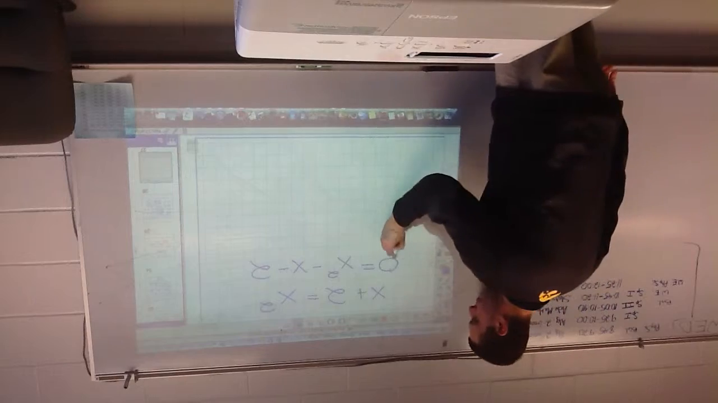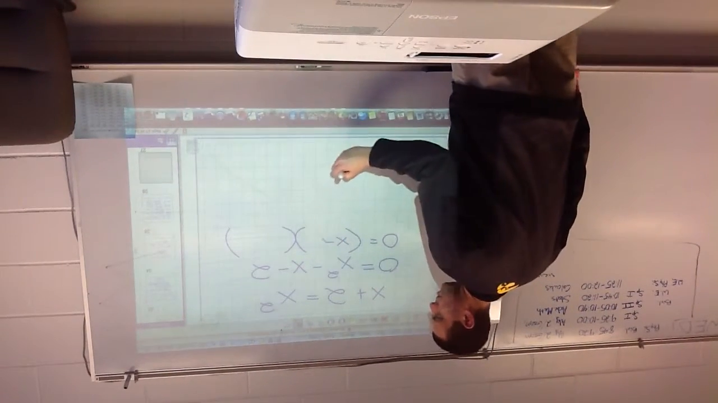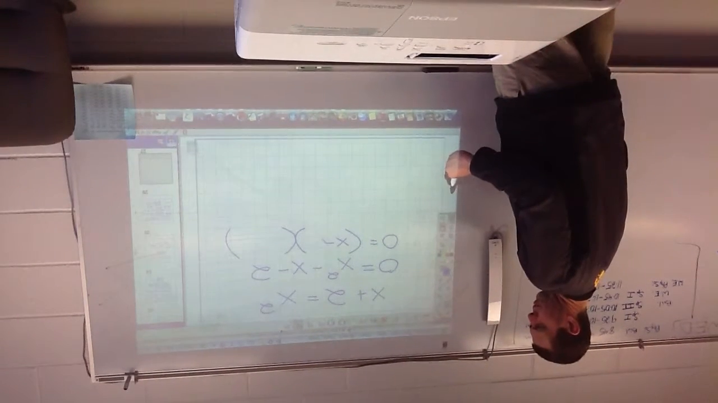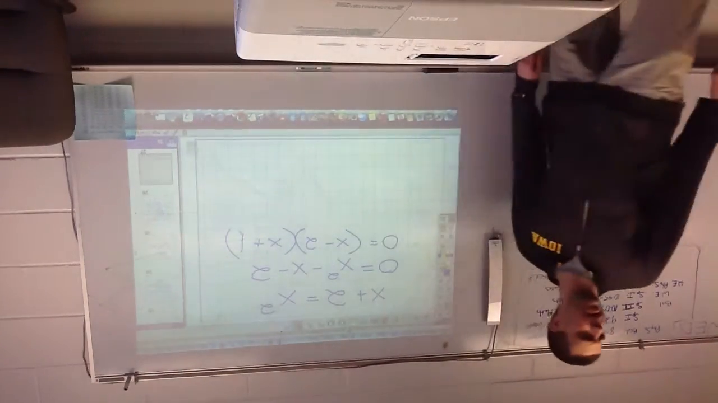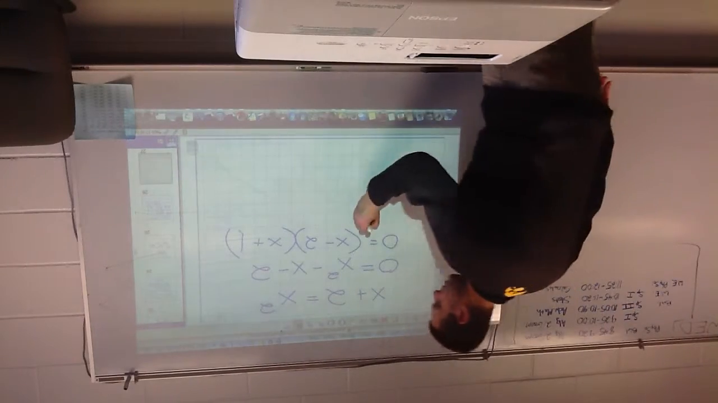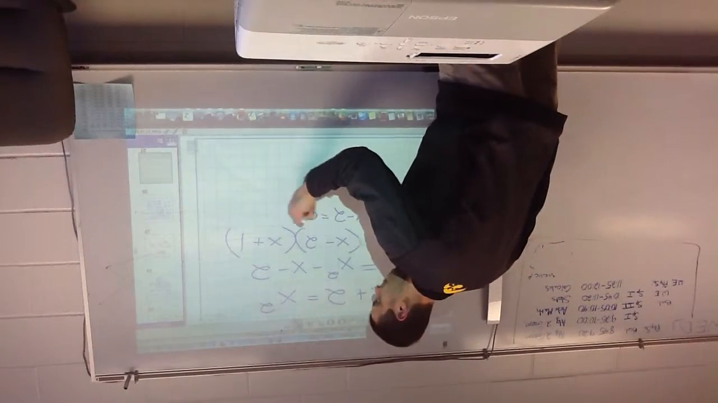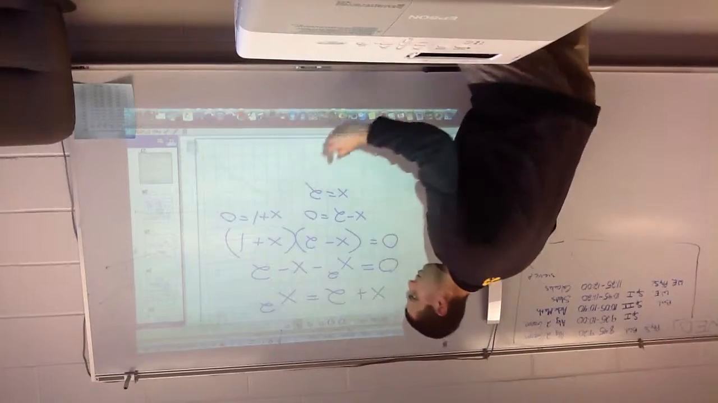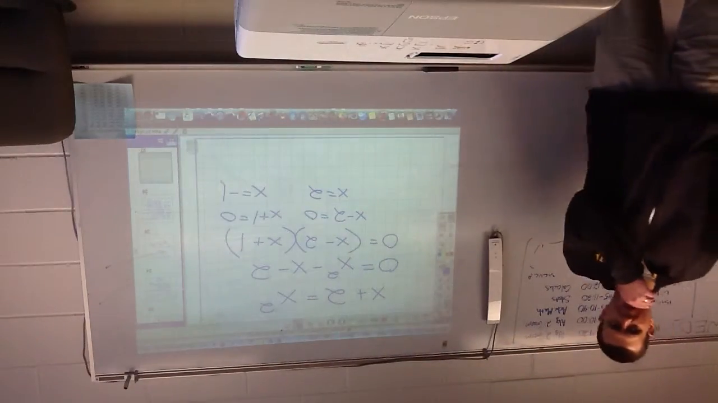Is that factorable? Yep. X minus 1... No, wouldn't that be minus 2 and plus 1? Yeah. So x minus 2 and x plus 1. What do I do with both factors? Set them equal to 0. So x equals 2 and x equals negative 1. Still not done.